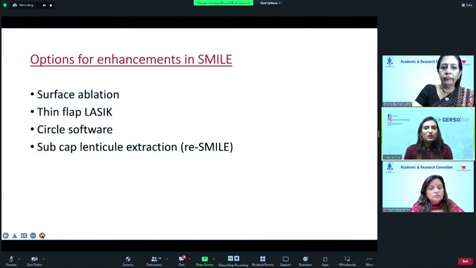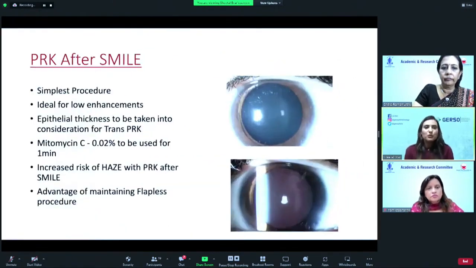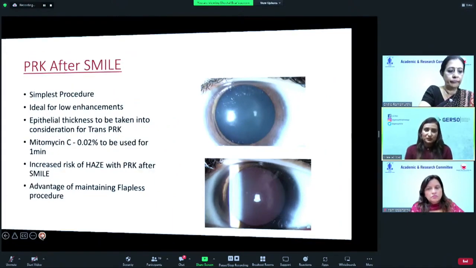So what are the options for enhancement in SMILE? We have surface ablation, thin flap LASIK, CIRCLE software, and subcap lenticule extraction, which is called ReSMILE or SMILE on SMILE. So PRK after SMILE is probably the simplest procedure that can be done. It is ideal for low enhancements. The mitomycin C might have to be used for a longer time, again to prevent haze. It maintains the advantage of a flapless procedure.